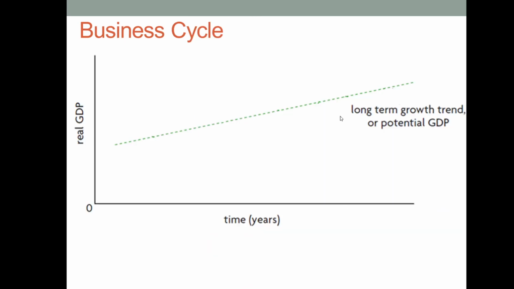Okay, let's talk about business cycle in detail. Here this is going to be the new concept, or you could say a more detailed concept that you are going to learn about business cycle. When you take a look at the business cycle, you will see an upward sloping linear curve. If you still remember, we call that a long-term growth trend.